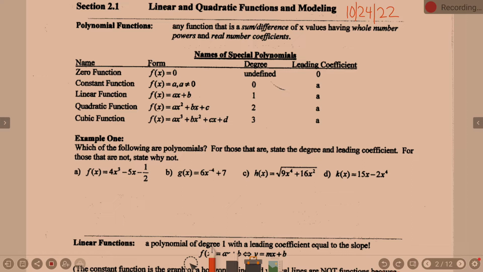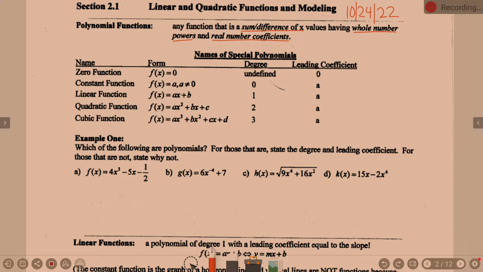Polynomial functions. Any function that is a sum or difference of x values that have whole number powers and real number coefficients. So we talk about polynomials, okay? Sum or difference of x values. So that's just x, terms added and subtracted. So when we talk about polynomials, we've got terms added and subtracted. Specifically, though, these terms must have whole number powers and real number coefficients. So we're not talking about any imaginary values.